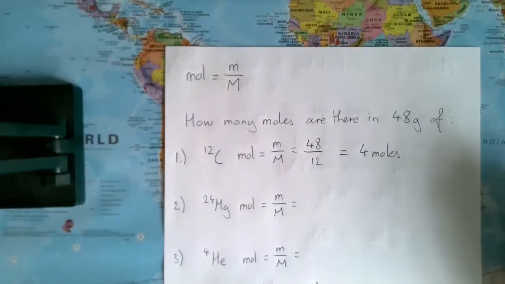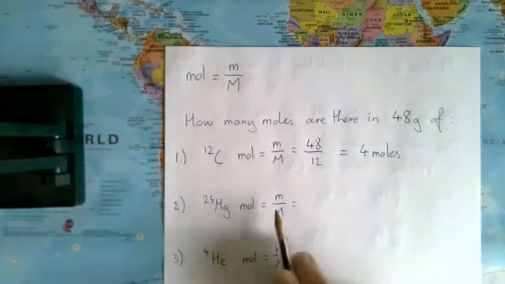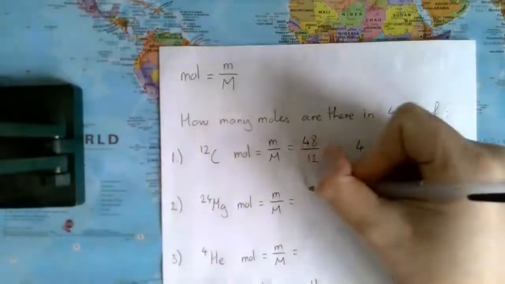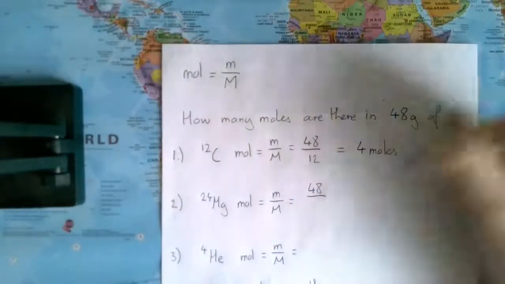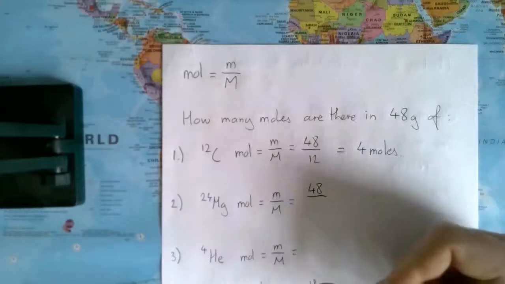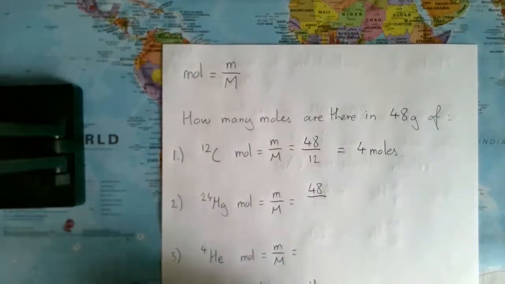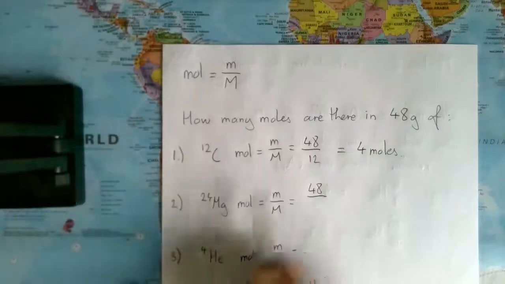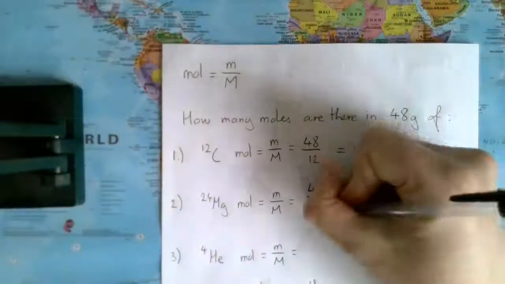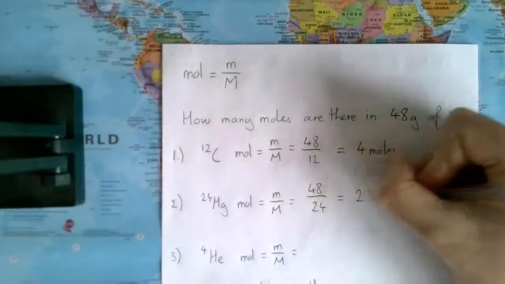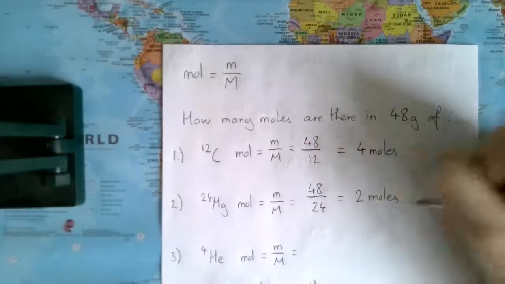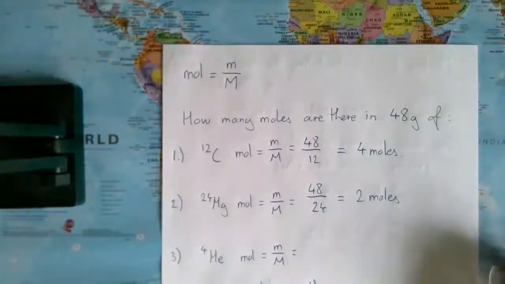If you want to try the next two now, do it. Again, the sample mass is the same. It's going to be the same for all 3 of these, because I've said it's 48 grams of 1, 2 and 3. Magnesium atoms are twice as heavy, twice as massive as carbon ones. So we're not dividing by 12, we're dividing by 24, and that one is 2 moles. You might not get such nice easy sums in the exam.